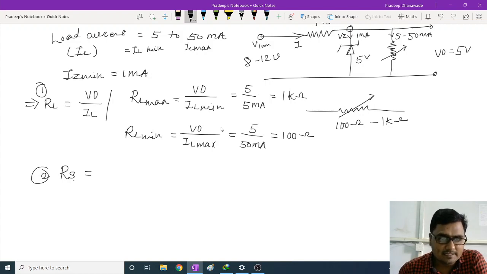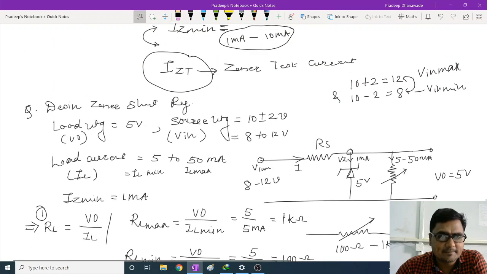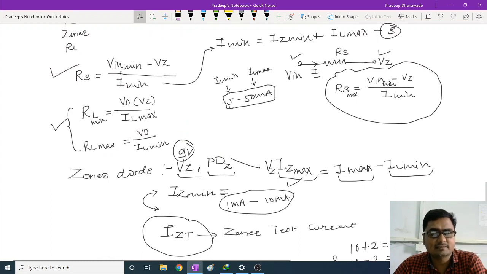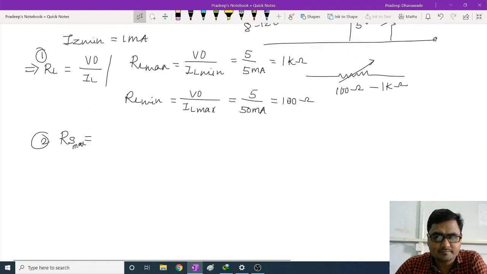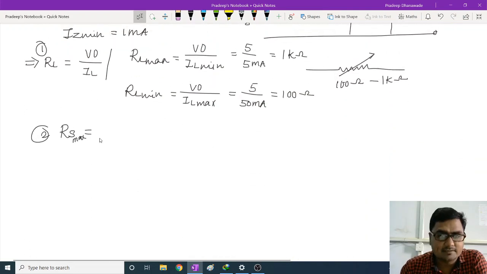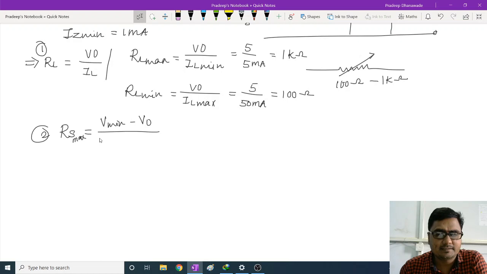The value of RS must always be maximum. We never calculate the minimum value. Do you remember the equation for RS? RS equals V minimum minus VZ divided by I minimum. So let me copy it here: V minimum minus VO or VZ divided by I minimum.